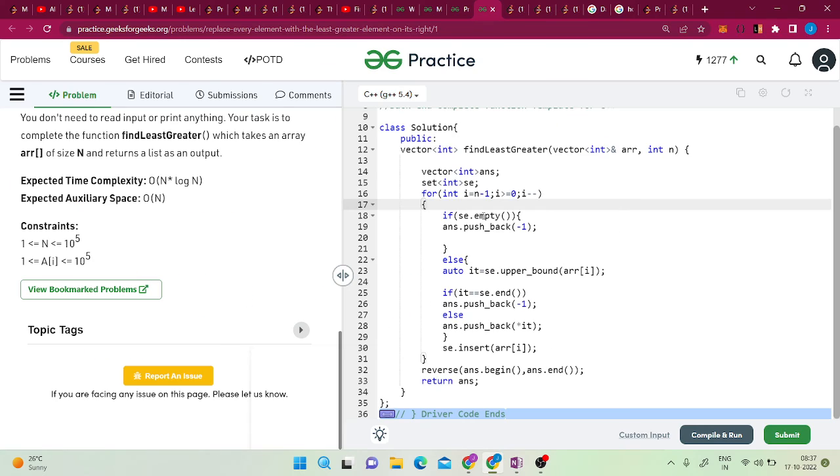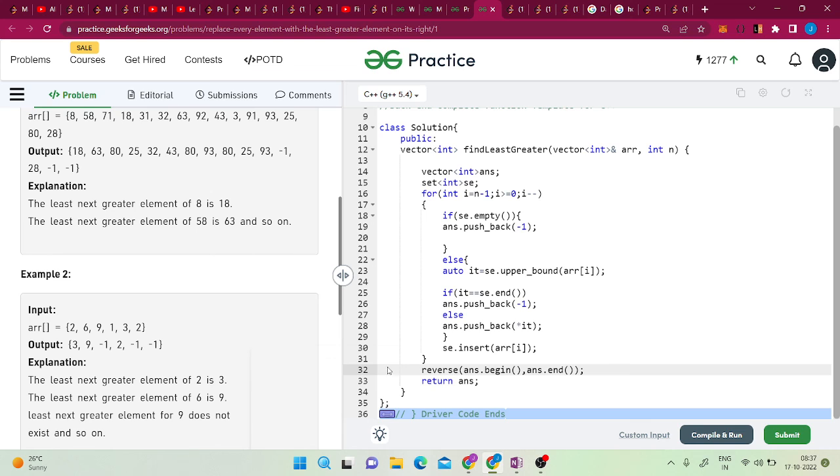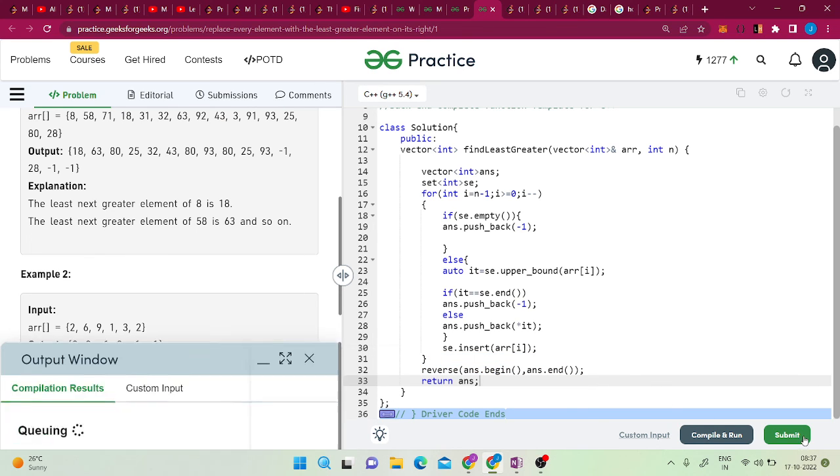So if my set is empty, then definitely my answer is -1. I would push back -1 for that element. Else I would find the upper bound for that element. And if my iterator points to the end, then again it is -1, because there exists no element greater than that element. Else I would push the value of that iterator, which is star it, and towards the end I would insert all of the elements in my set. And finally, since we are iterating from the reverse end, I need to reverse my answer vector, and then finally return my answer, correct? Let me try to submit it.